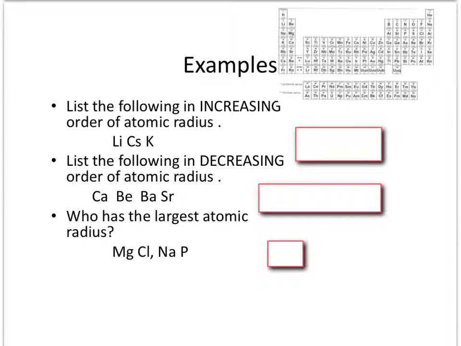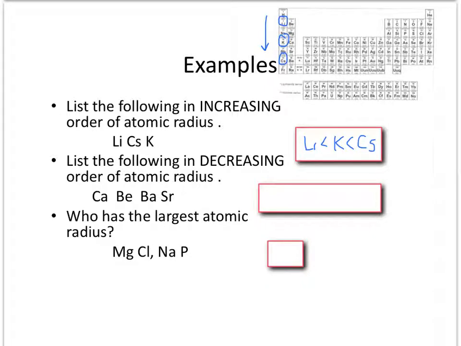Let's take a look at some examples that would deal with atomic radius. First question says, list the following in increasing order of atomic radius. And you can see that we have lithium, cesium, and potassium. If we find those on the list real quick, you will notice that they're all in a group. We know that the group trend is as you go down, the atomic size is going to increase. So if we're putting them in order of increasing, we're going to go from smallest to largest, and that's going to be lithium, potassium, and then cesium in that order.